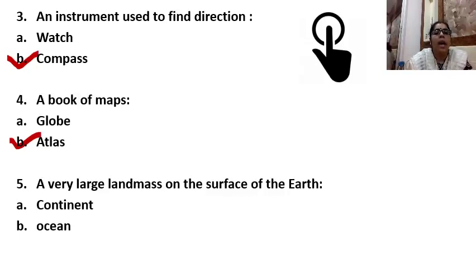A very large landmass on the surface of the earth is called what? Yes, children. Is it continent or is it an ocean? Yes, it is a continent, landmass, right? A very large landmass on the surface of the earth is called a continent. So continent is the correct option.